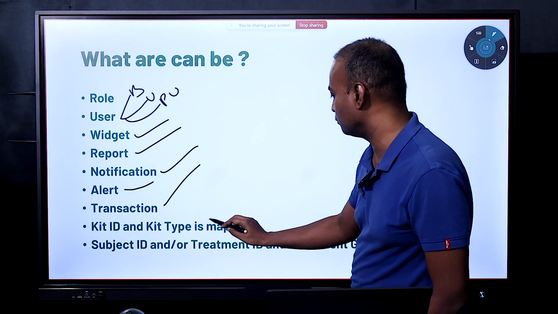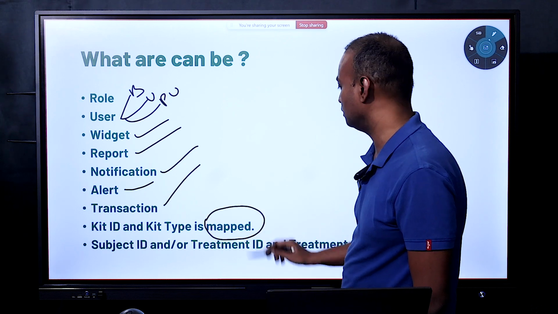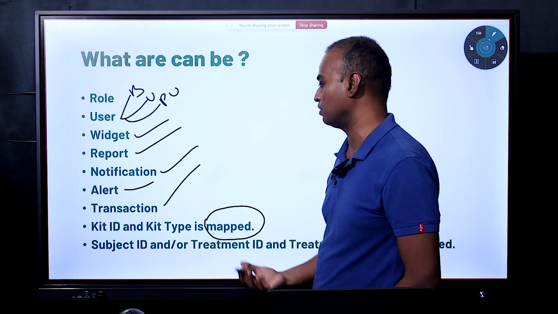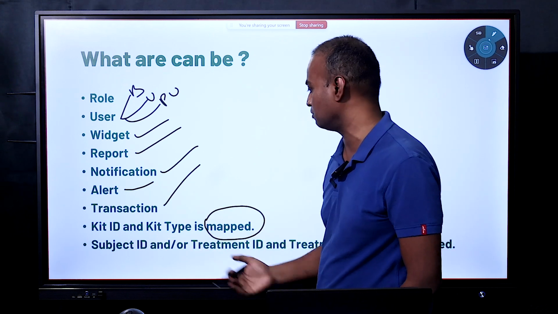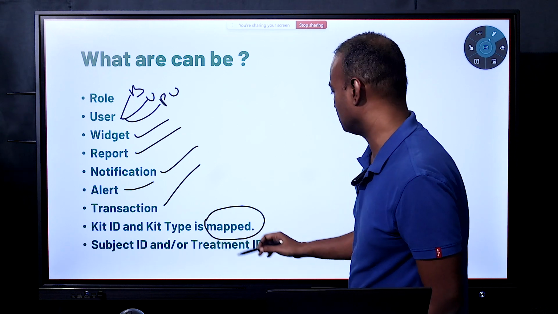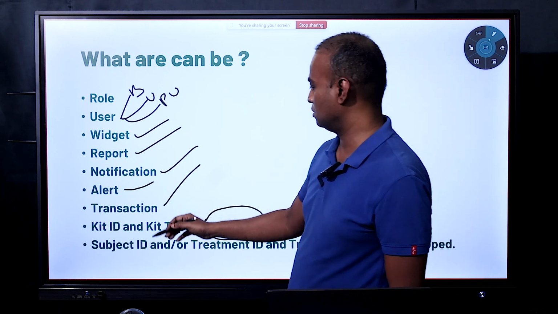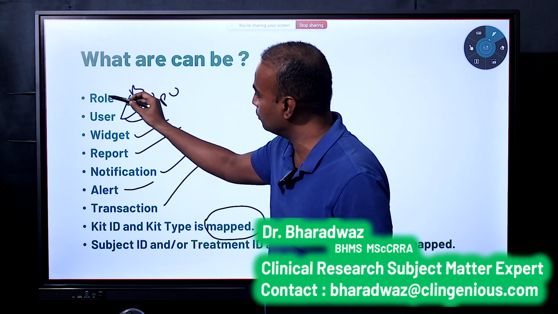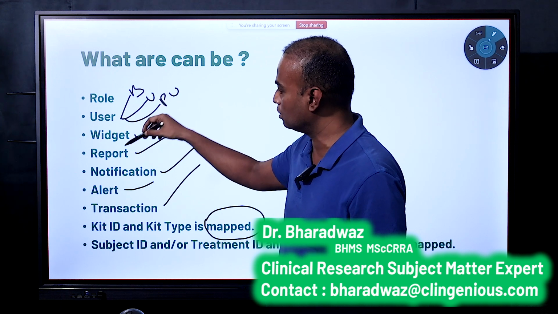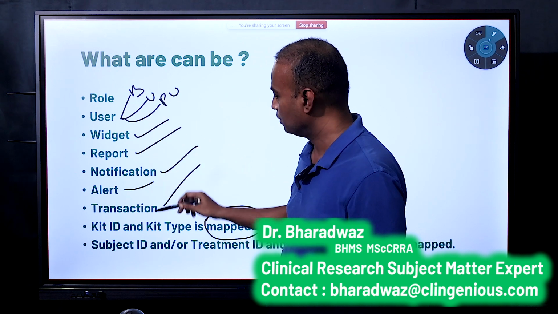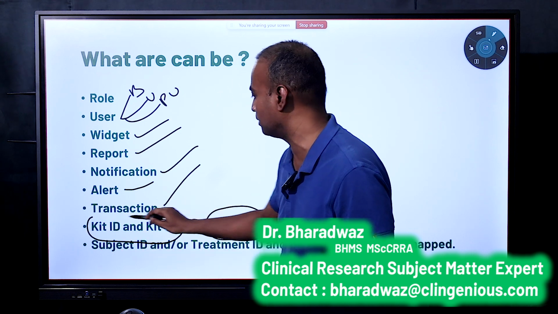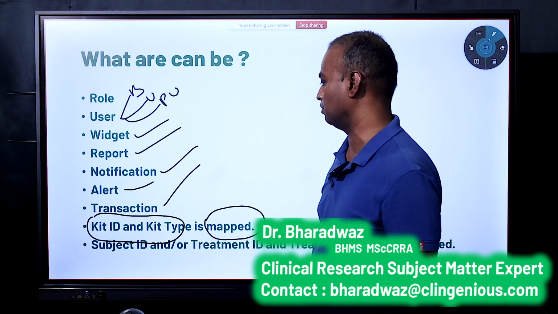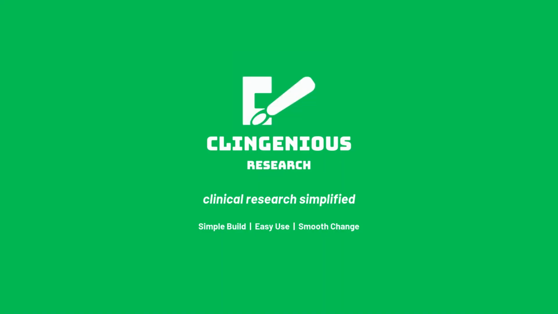As of now, you remove this word mapped. When we go to reports, we will look deep into the mapping, how everything is mapped in the system. As of now, you just see, or else it will be very easy to understand. In any role, user, widget, report, notification, alert or transaction, if these two, kit ID and kit type, are present in a particular report, then that report is an unblinded report.